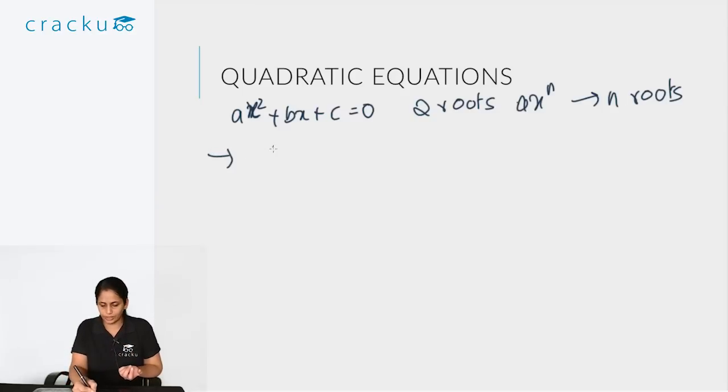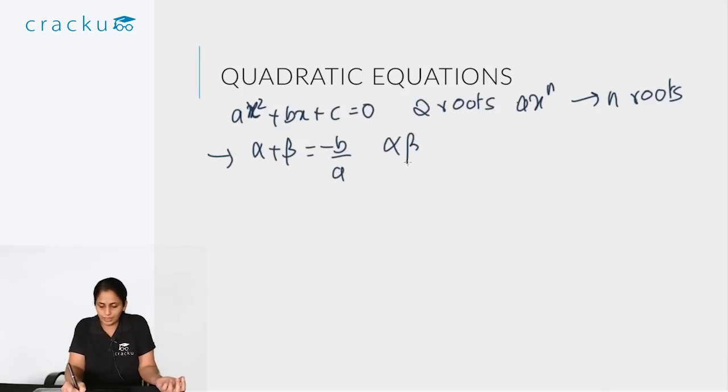The second thing that you need to remember, the most important property that is often tested, is that if the equation is of the form ax square plus bx plus c is equal to 0, and alpha and beta are the roots of this equation, then alpha plus beta is equal to minus b by a and alpha beta is equal to c by a. So the sum of the roots is equal to minus b by a and the product of the roots is equal to c by a.